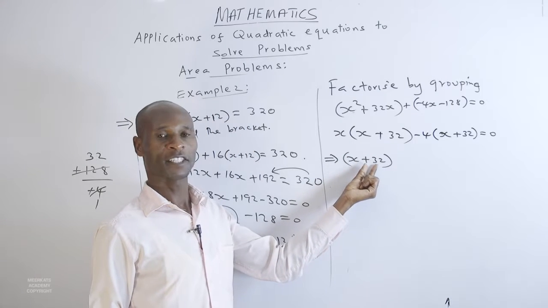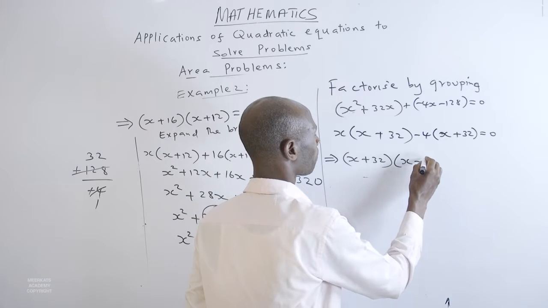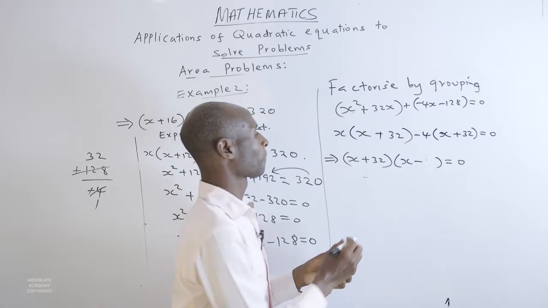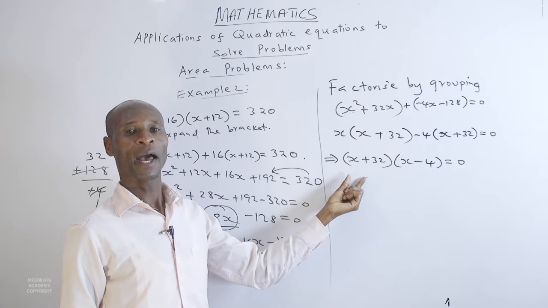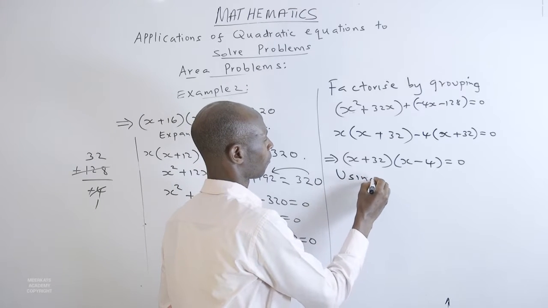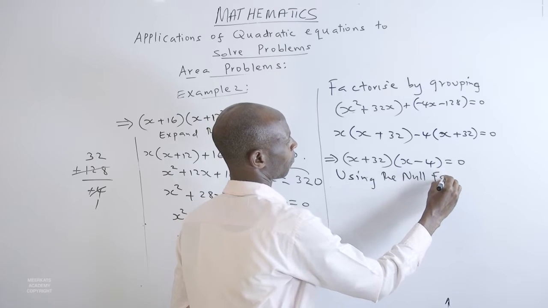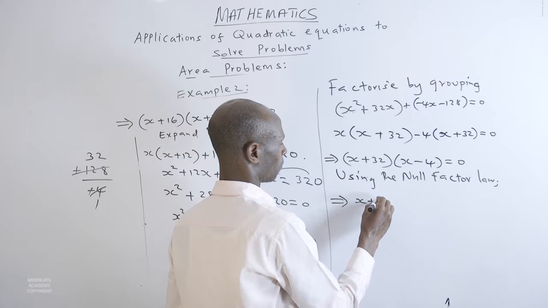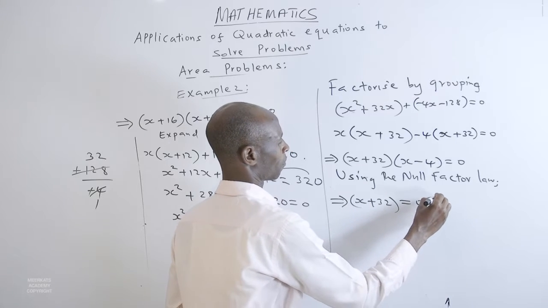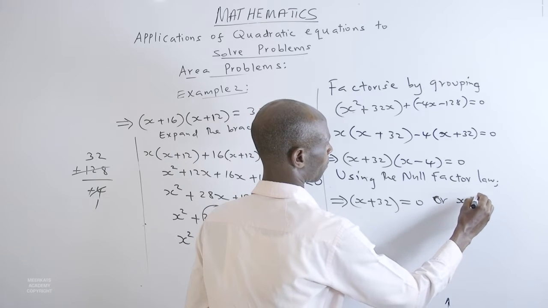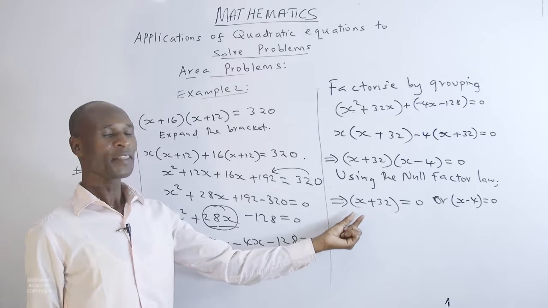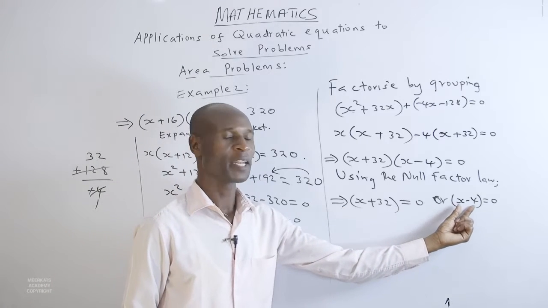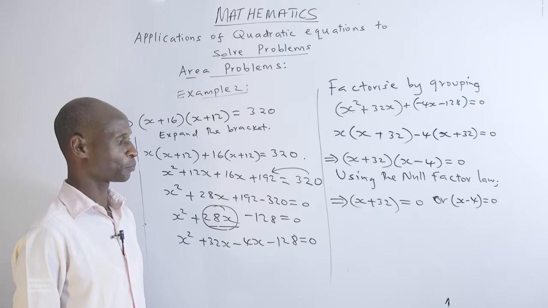So at this point, identify the repeated factor. The repeated factor is x plus 32, and the other factor will be x minus 4, equivalent to 0. So at this point, we now apply the null factor law. Applying the null factor law, it implies that x plus 32 will be equivalent to 0, or x minus 4 will be equal to 0.